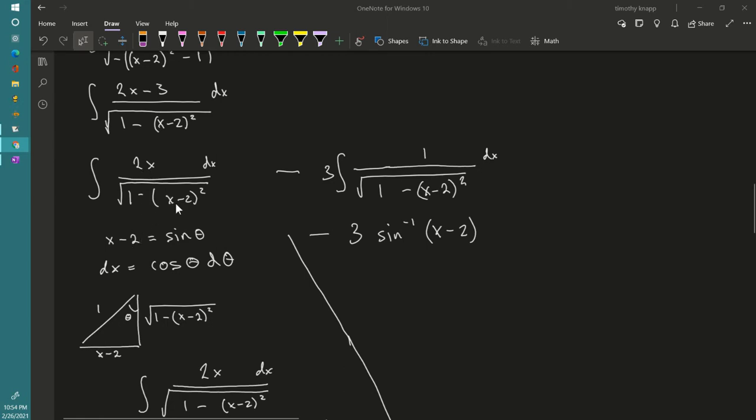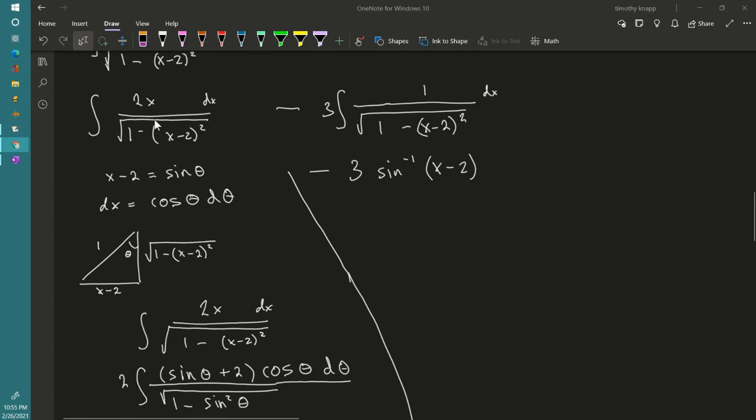So I'm just going to let x minus 2 equal sine theta, which is this guy. And then dx, therefore, equals cosine theta d theta, the derivative of all of this stuff. I made a little triangle here to help us a little bit later on, because sine theta is the opposite over the hypotenuse. So here's theta, the opposite is sine theta and the hypotenuse is 1. So there's a 1 here. And that gives us this side using the Pythagorean theorem. You can solve for this side over here.